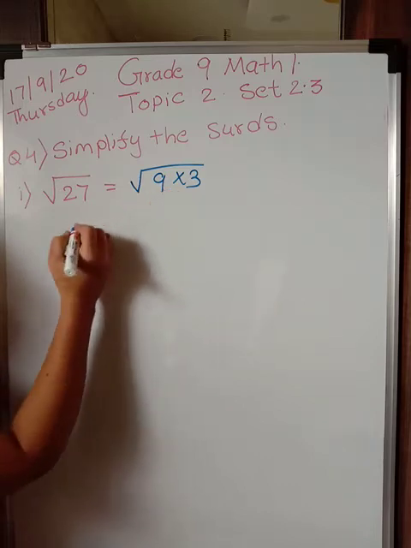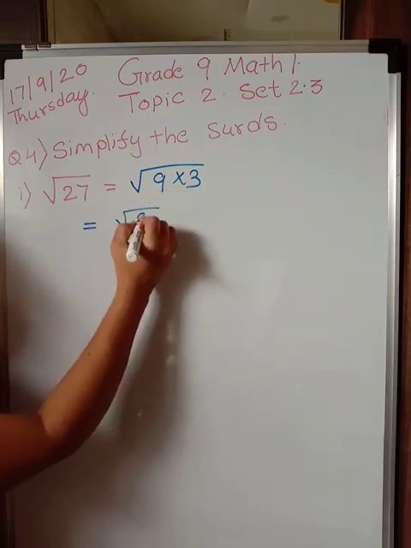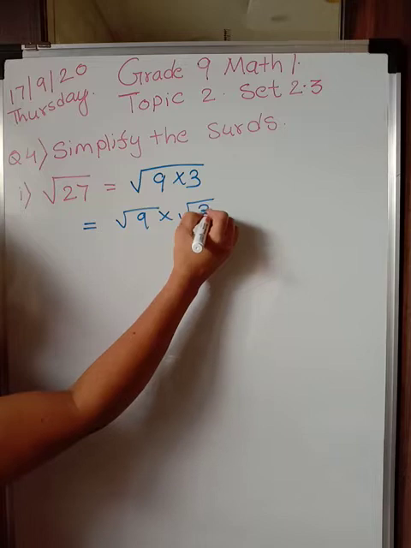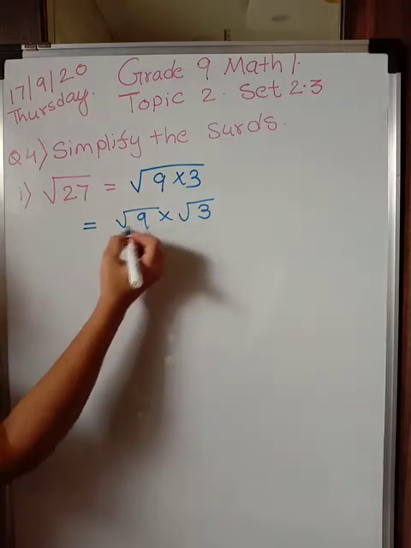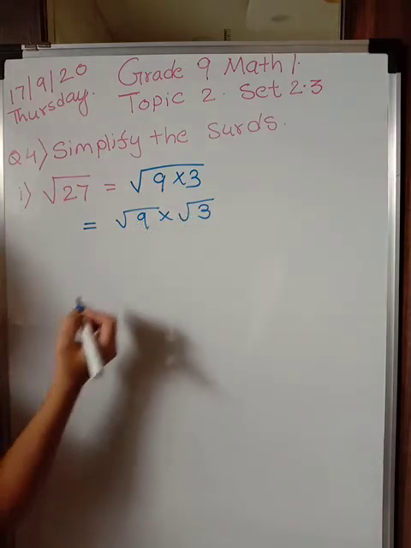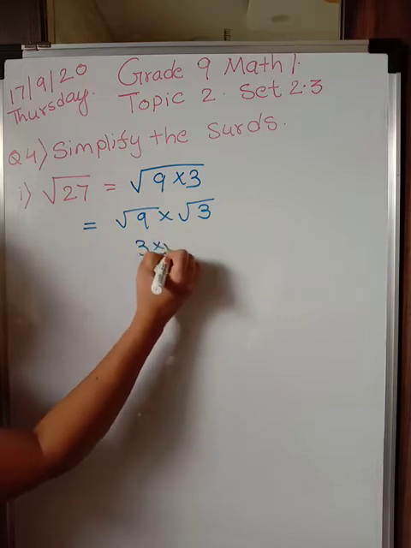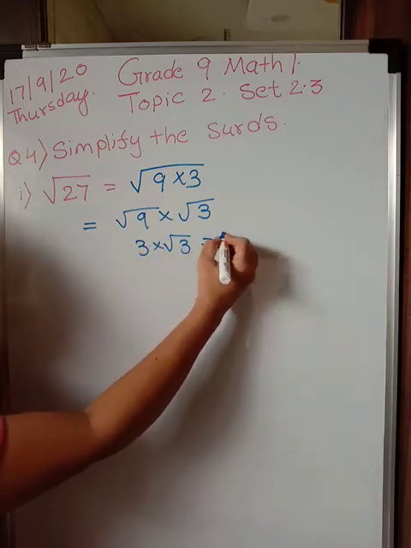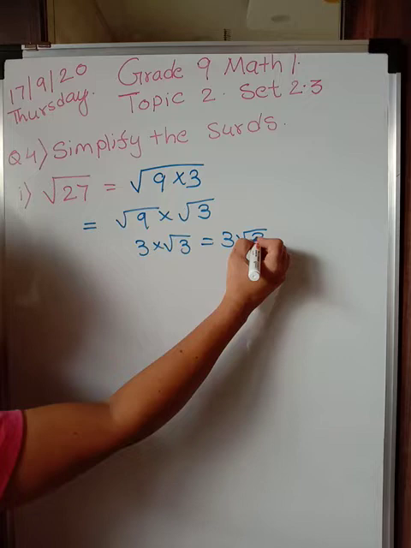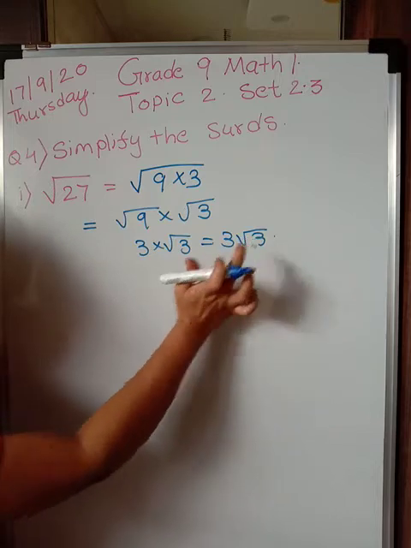So, this we can split up. We can write this as root 9 into root 3. Okay. What is root 9? Square root of 9 is 3. So this is 3 into root 3, which is equal to 3 root 3. Isn't it easy? Very simple, no?